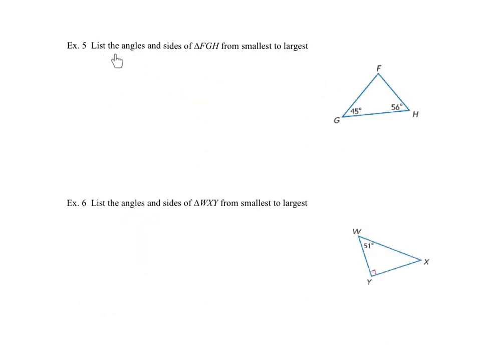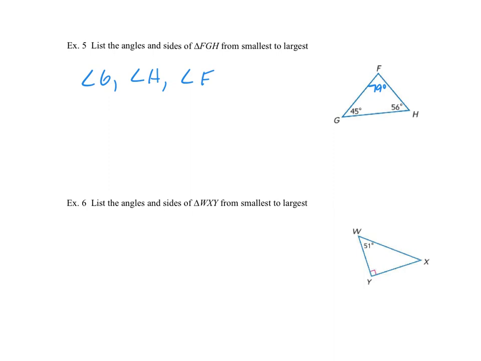In example 5, again, we're going to list the angles and sides of triangle FGH from smallest to largest. Okay, so this time we're given angles, so we're going to start by listing the smallest angle. You'll notice that we only know 2 of the 3 angles, but we can use our triangle sum theorem and the fact that the 3 angles total 180 to get that missing angle, which turns out to be 79 degrees, okay? So our smallest angle would be angle G of 45 degrees. And then the next bigger angle would be angle H at 56 degrees, and the largest angle is angle F.